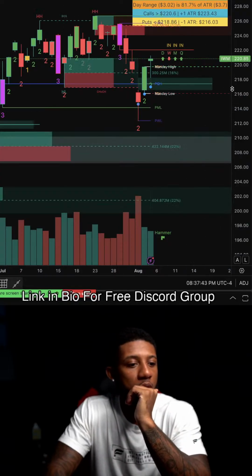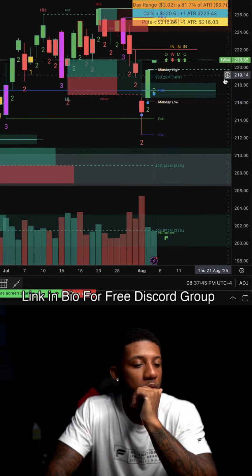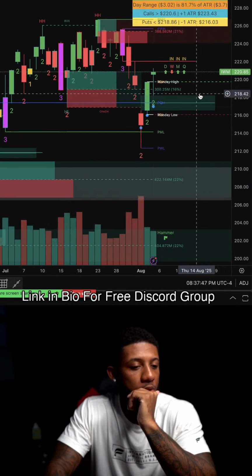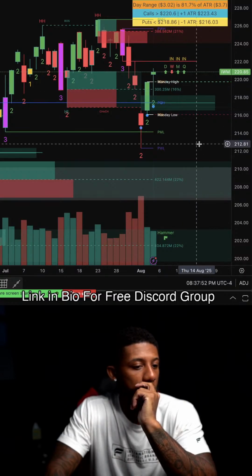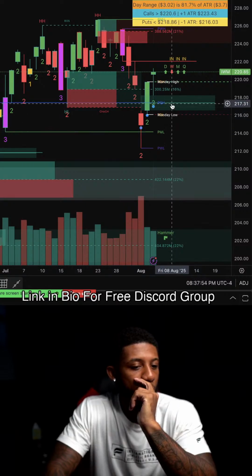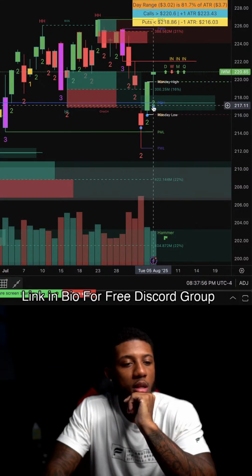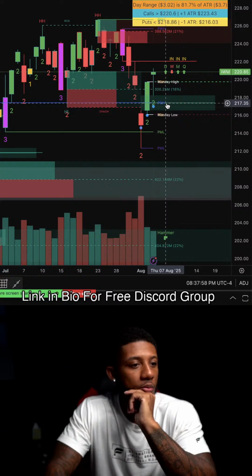IWM, I'm guessing it's the 2 up hammer. We'll see what it wants to do. Previous quarter highs is definitely a level that price could come back to again. So we'll see.